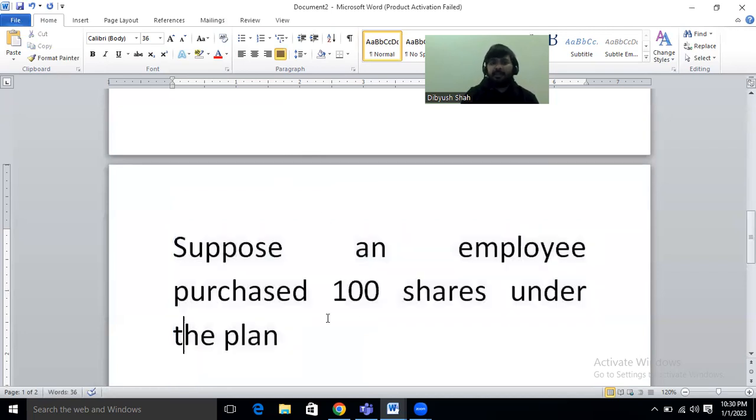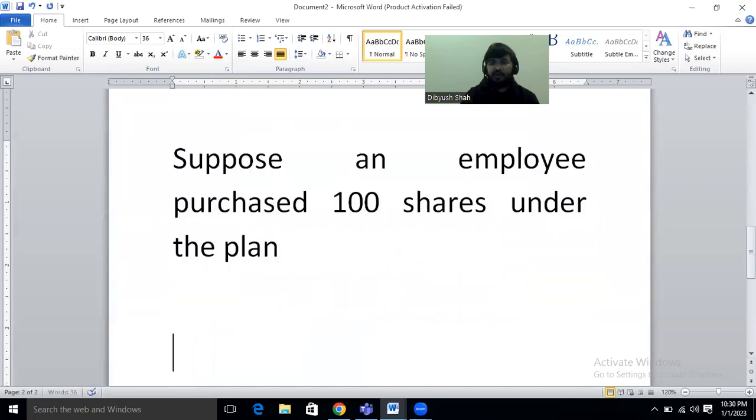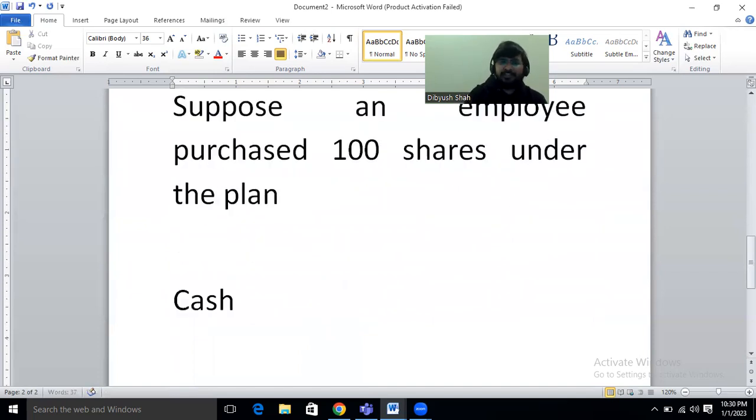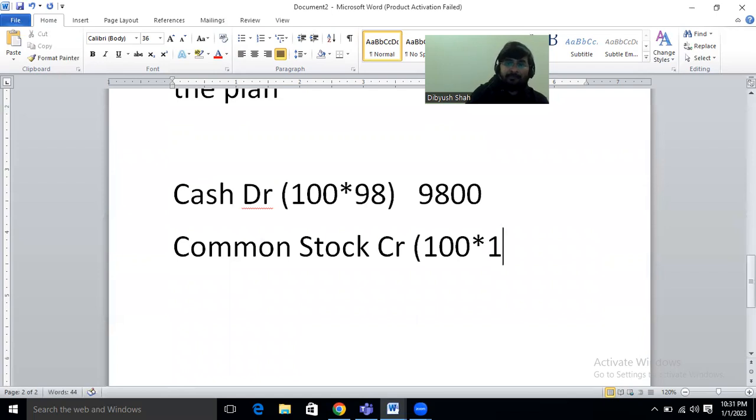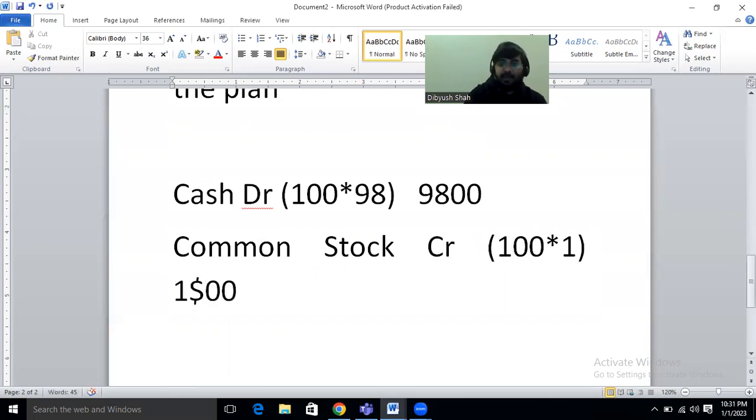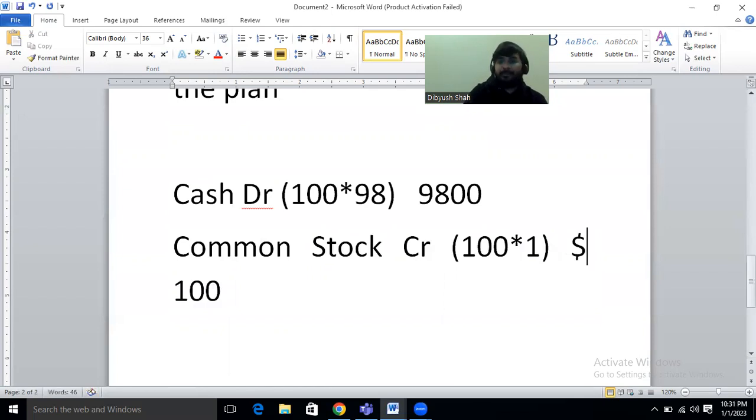Now, what does that mean? Nothing much. It's very simple. First of all, normal journal entry, cash debit. I have 100 into issue price. That's 9800. Debit cash, credit common stock. That will be 100 shares into par value. That's $100. Now, the question that remains is, what do I do with the APIC?